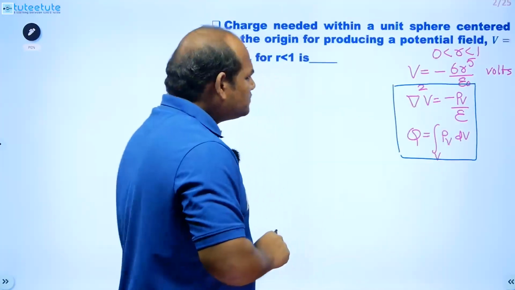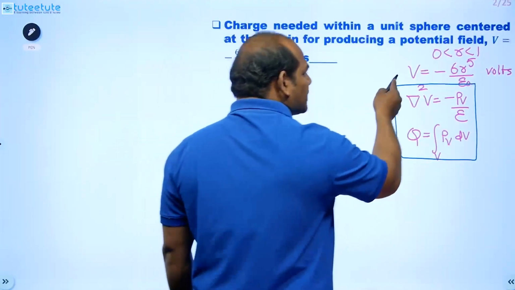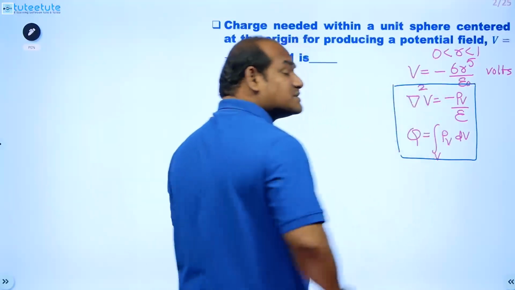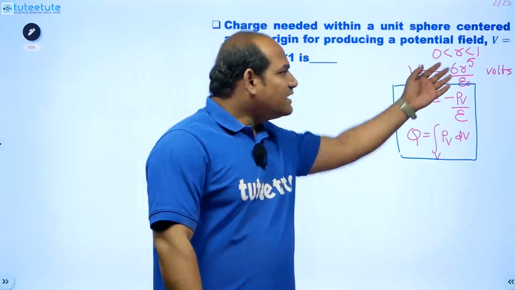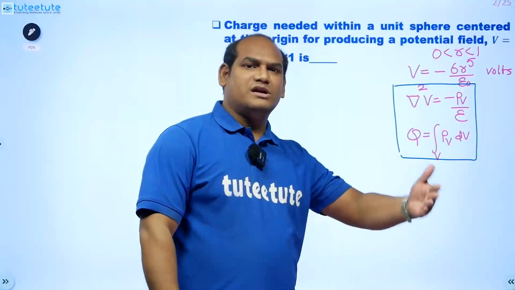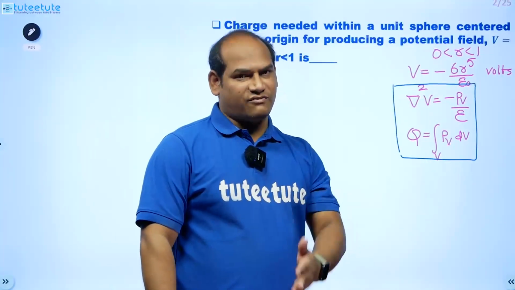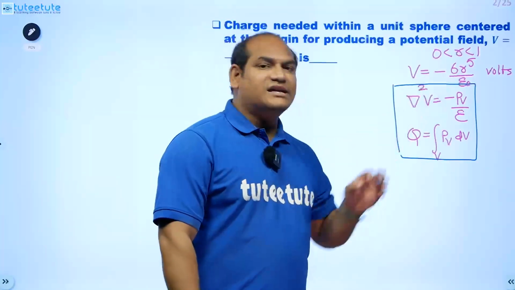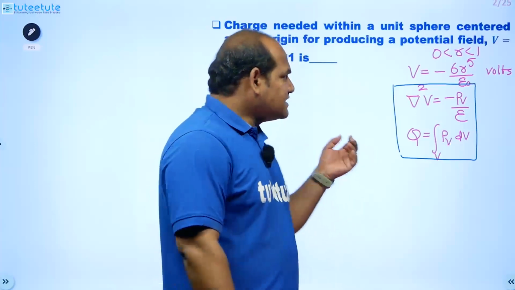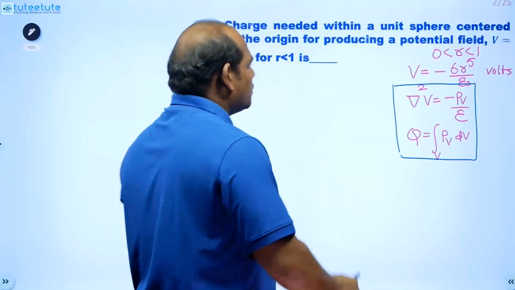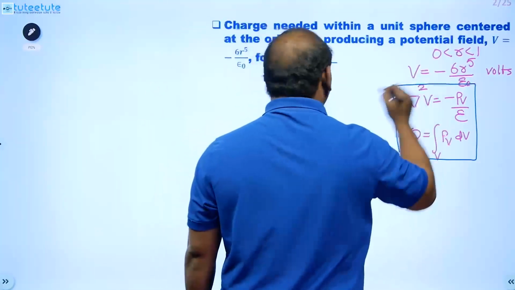But if you observe this potential that they have given, it is in the spherical coordinate system. How can we tell that? It is involving this R. In the spherical coordinate system, the coordinates are R, theta, phi. Here it is written in terms of simply R. Theta and phi are not there, so it is easy for the calculation. So I am concentrating on this del square V now.